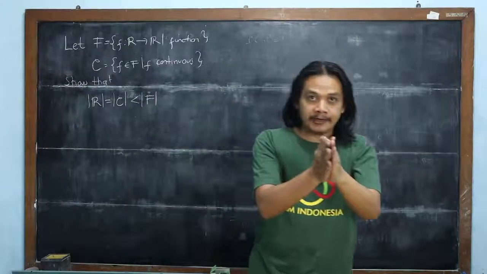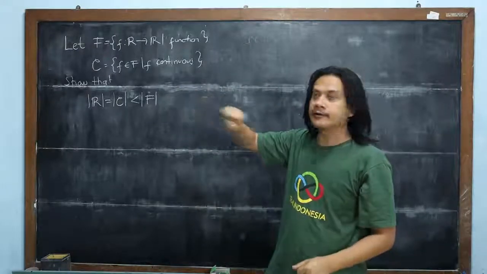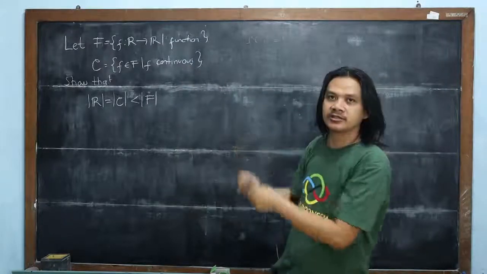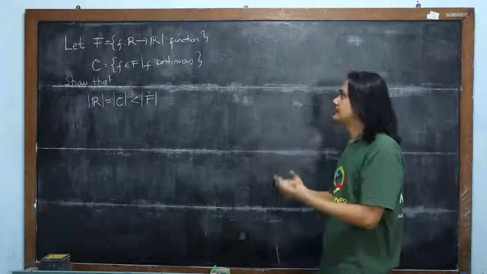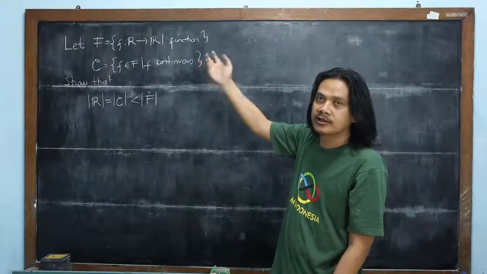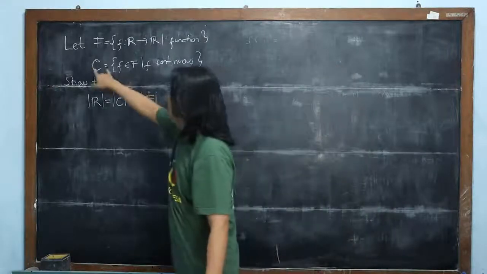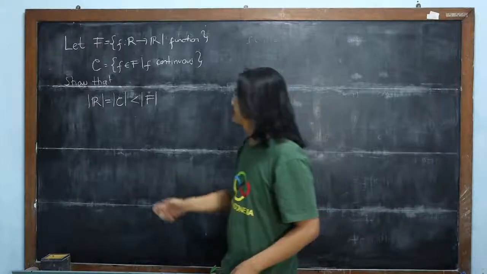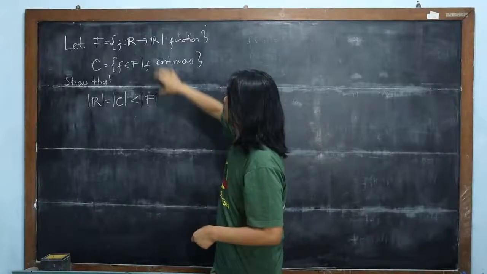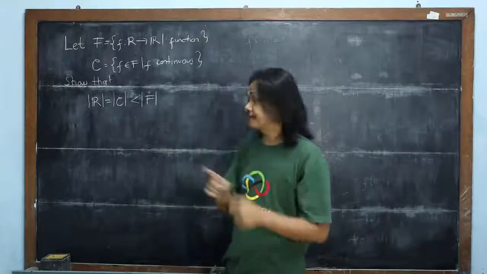Hello again. In this video, we're going to discuss the following problem. First, we have the set of all functions. I don't know whether it is a set or not. So this is the collection of all functions from real to real, and let C be a subset of F, taking all the continuous functions. We would like to show that the cardinality of all continuous functions is exactly the same as the cardinality of the real numbers, but the cardinality of the collection of all functions is strictly bigger than the cardinality of the reals.